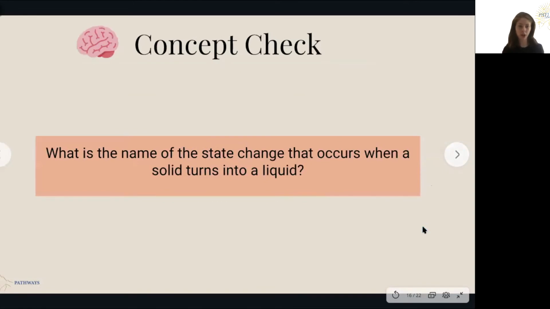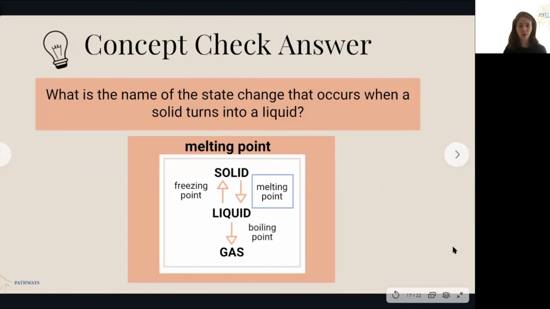Okay, one more question. What is the name of the state change that occurs when a solid turns into a liquid? So again, you might want to pause the video and think about your answer. So this is called the melting point, right? When a solid goes into a liquid, melting point. An example of that would be ice melting. When you have ice just sitting out in a cup, if you have ice water, usually the ice will begin to melt and it'll turn into water, right? So you'll have more water and less ice in your cup.